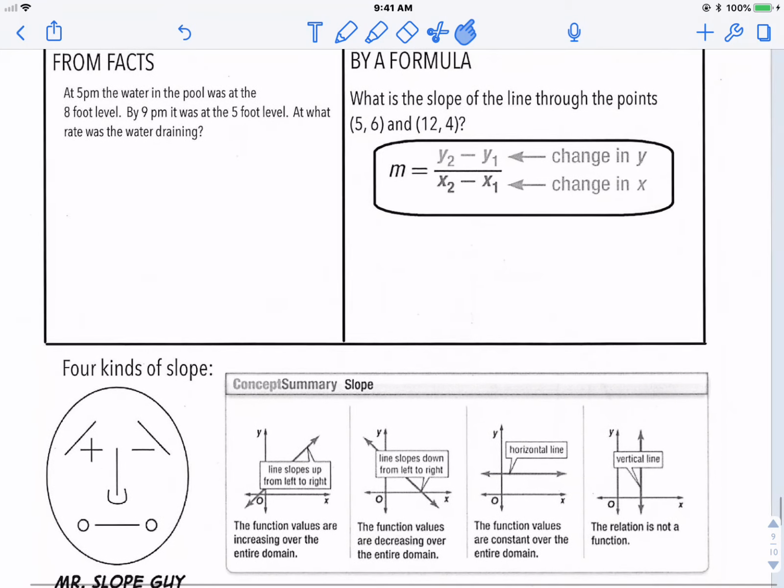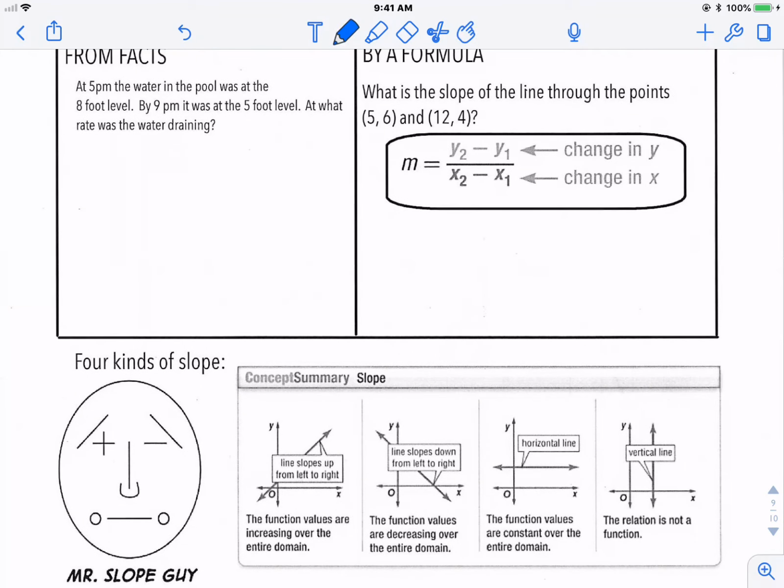From facts, you want to see if you can come up with 2 data points. If you can come up with 2 data points, then you have choices how you do this. So it looks like they've given me a time in this word problem. And then it looks like they've given me the pool's level, the water level in the pool, in feet. And it says at 5 p.m., the water in the pool was at the 8-foot level. By 9 p.m., 4 hours later, it was at the 5-foot level. They would like to know the rate the water was draining, so they're asking us for rate of change.